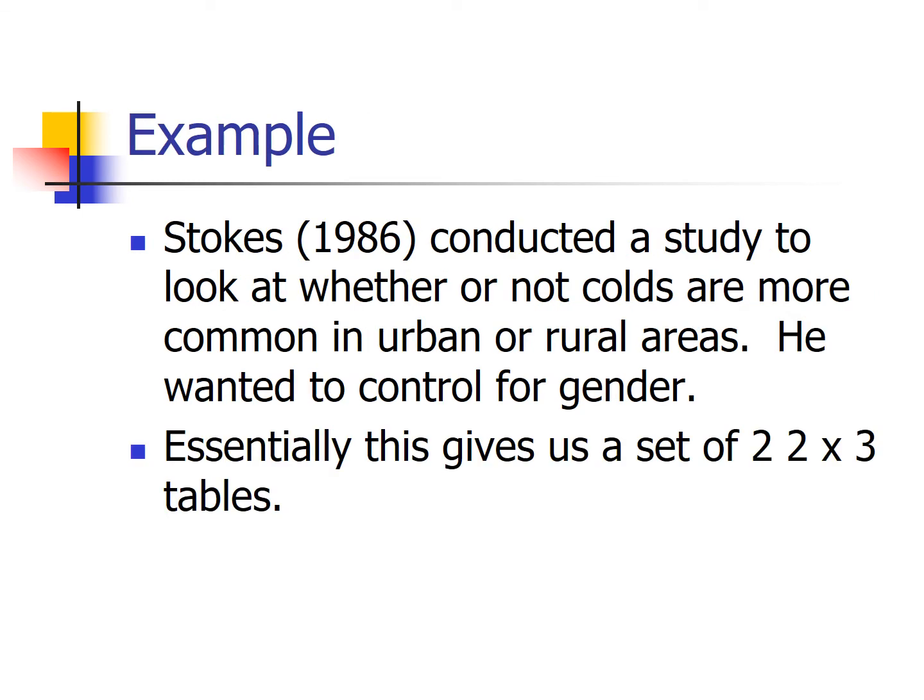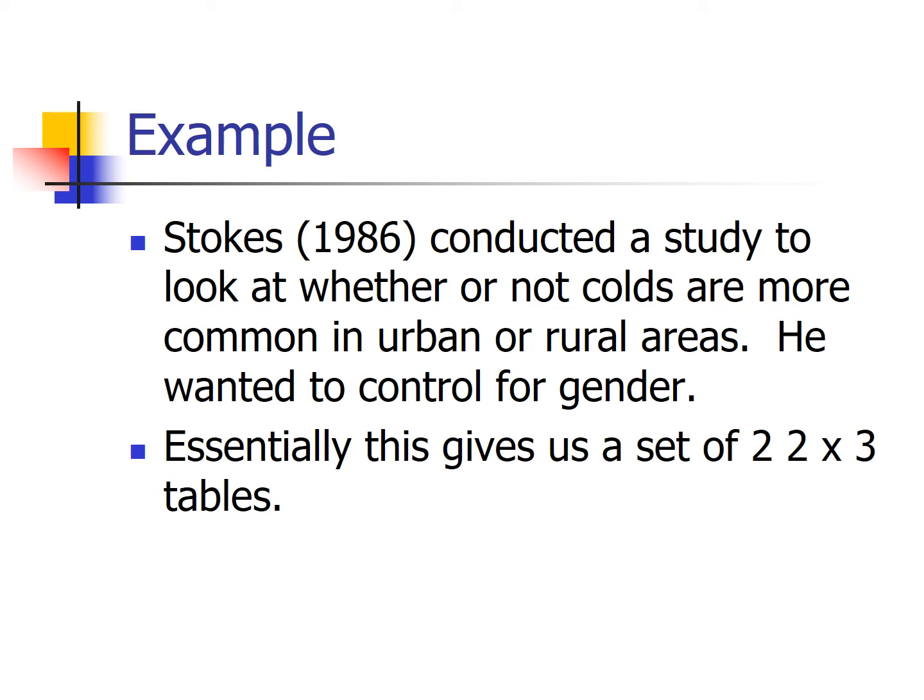All right, so we're going to just do one example, and then I'll have some extra examples for you to do on your own. This example came from a real-life study by Stokes in 1986. It was conducted to see whether or not colds are more common in urban or rural areas, and he wanted to control for potential gender inequities.